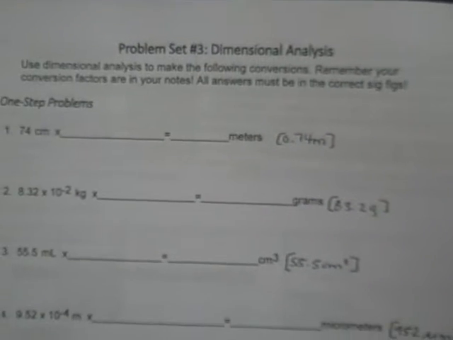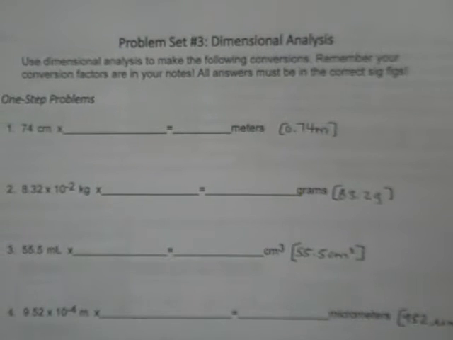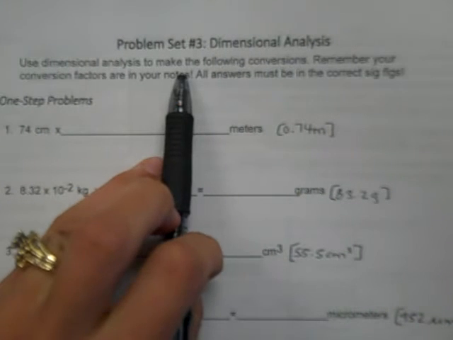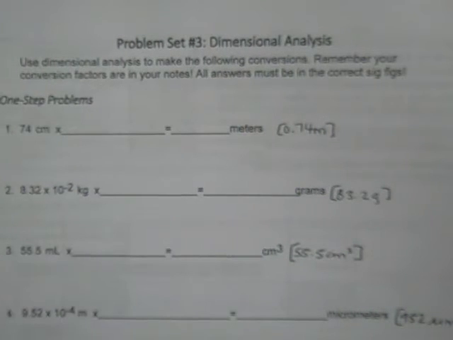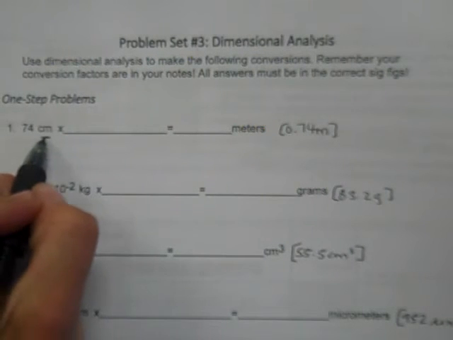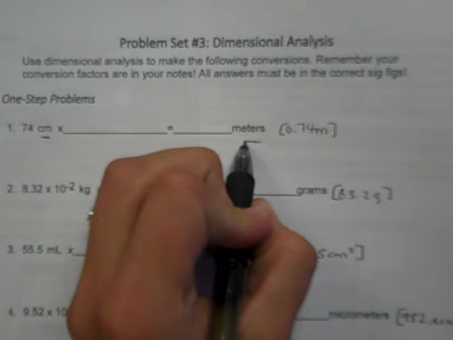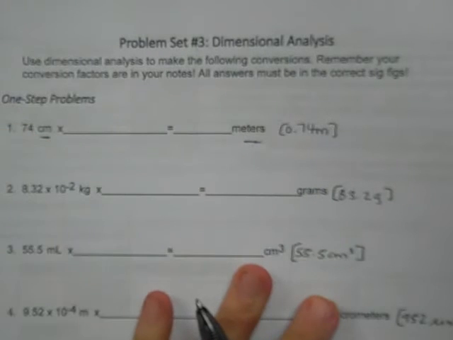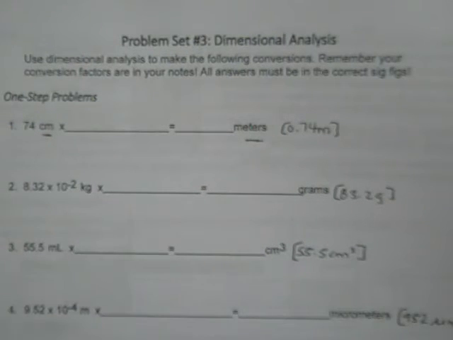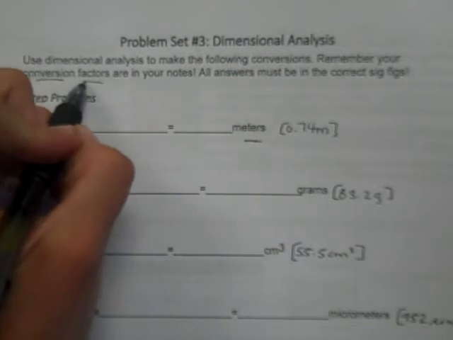Okay, I want to go over some of the dimensional analysis problems that we started today in class. Dimensional analysis is just telling you that you're trying to go from one unit, like centimeters, to another unit, like meters, by doing a series of fractions. And these fractions would be called conversion factors.